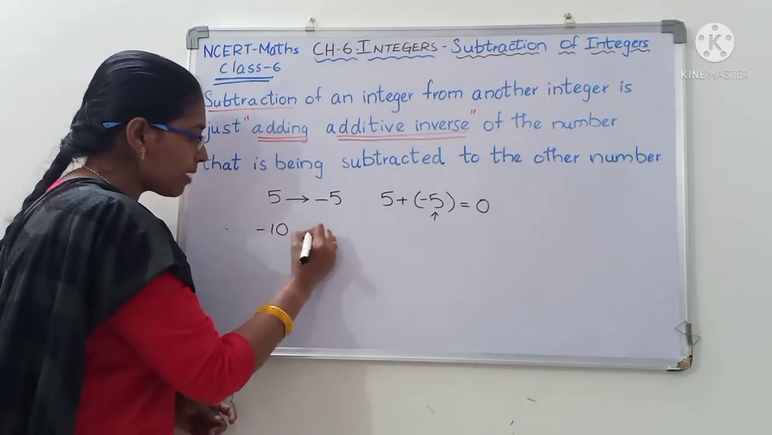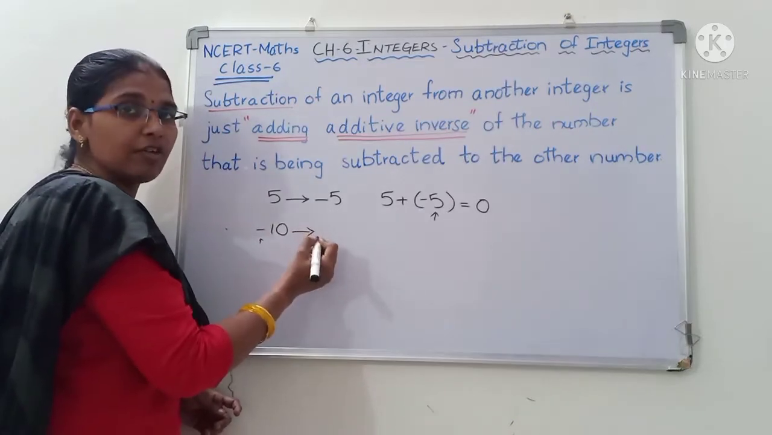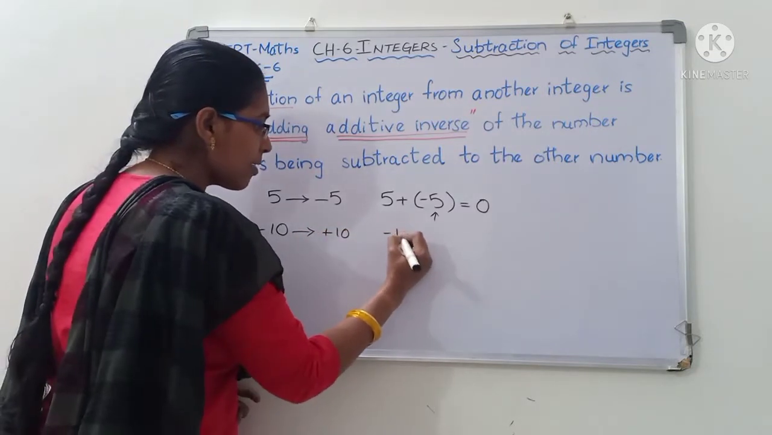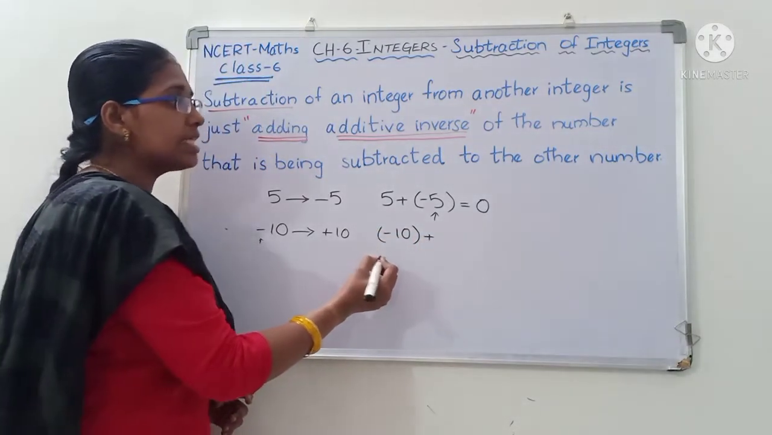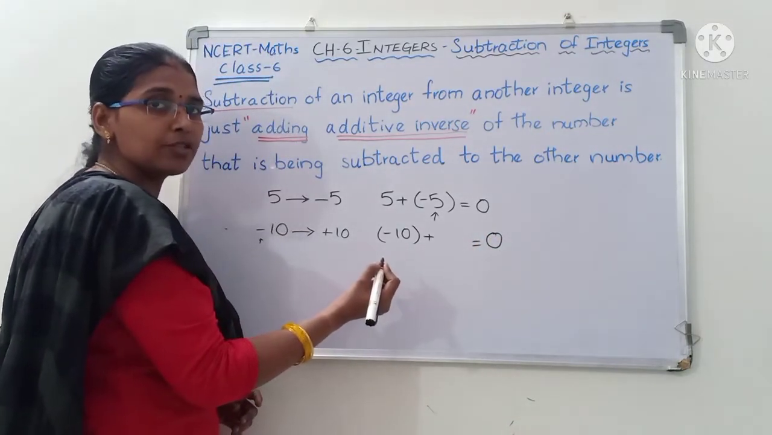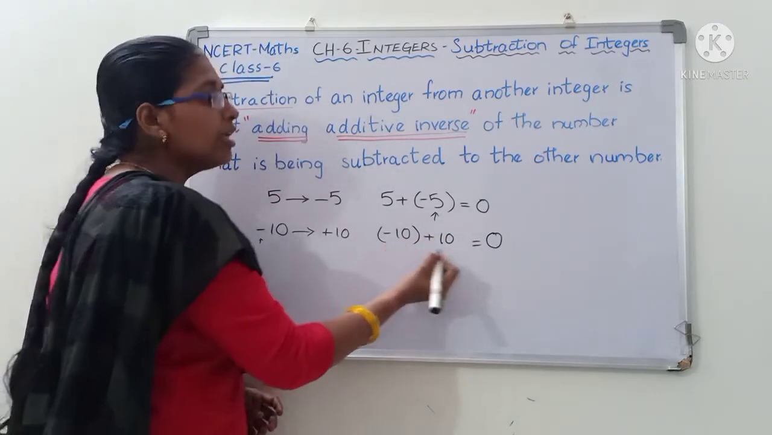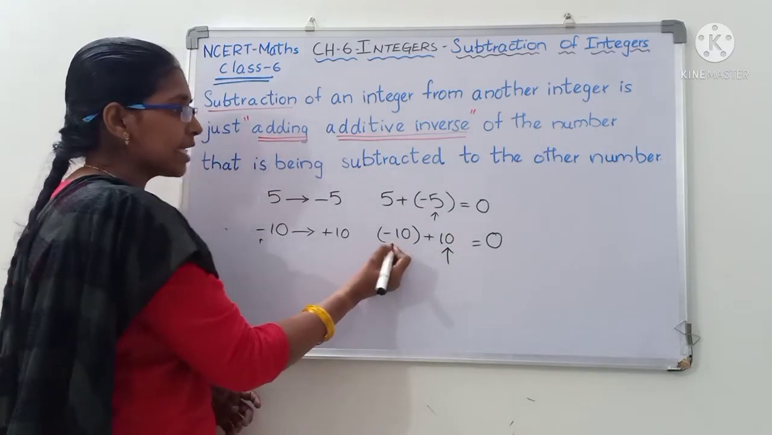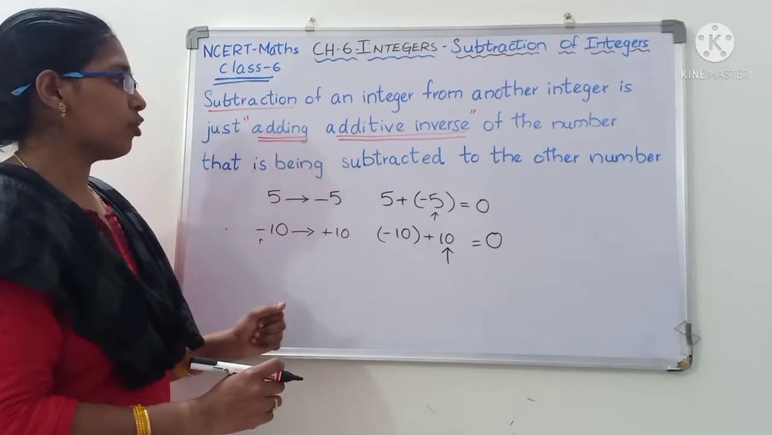So, minus 5 is the additive inverse of plus 5. What is the additive inverse of minus 10? It is nothing but changing the sign. Here the negative sign is there. So, when you take the additive inverse, you get plus 10. See, minus 10. What number should you add to minus 10 such that you get the result as 0? Which number do you add, children? Yes, plus 10. When you add plus 10 to minus 10, you get 0. So, plus 10 is the additive inverse of minus 10. This additive inverse concept is very important in doing subtraction of integers.